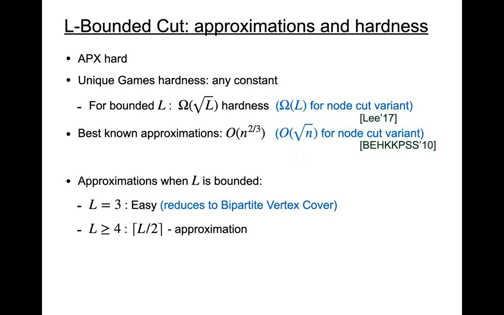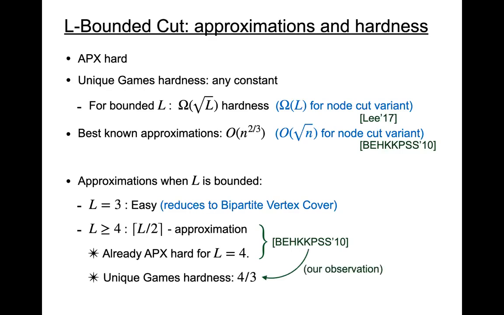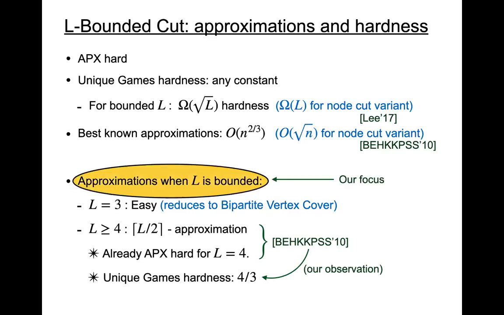The best approximation up until now was ceiling of L over 2. And in fact, already at L equals 4, it's APX-hard. Both of these results are also due to Pyre et al. And already for L equals 4, the unique games hardness is 4/3. This is not explicitly mentioned in Pyre et al., but we observe that this follows from their reduction. Okay, our focus is going to be only on the bounded L case.